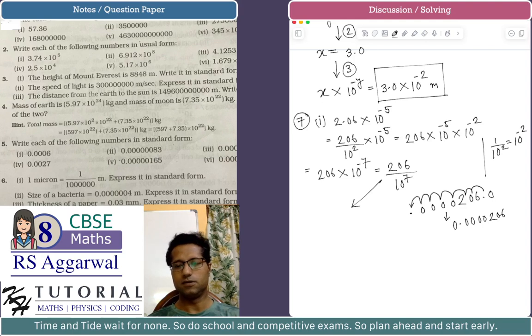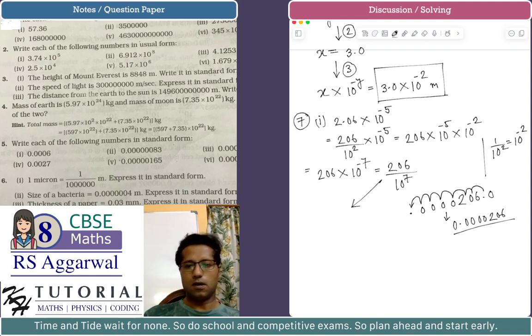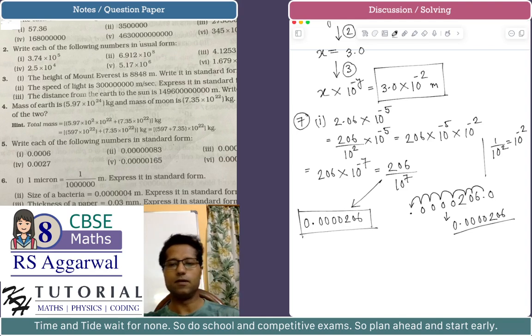Since in this example you are dividing by 10 to the power 7, and 206 in the decimal form is 206.0, if you shift the decimal point to the left hand side 7 places, it becomes this number. So the given number in usual form is 0.0000206. This is the usual form of the given number in standard form.